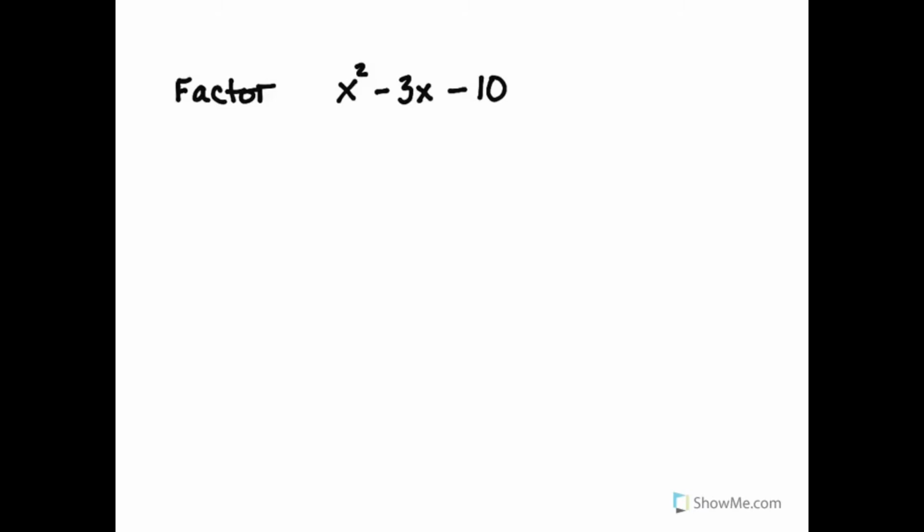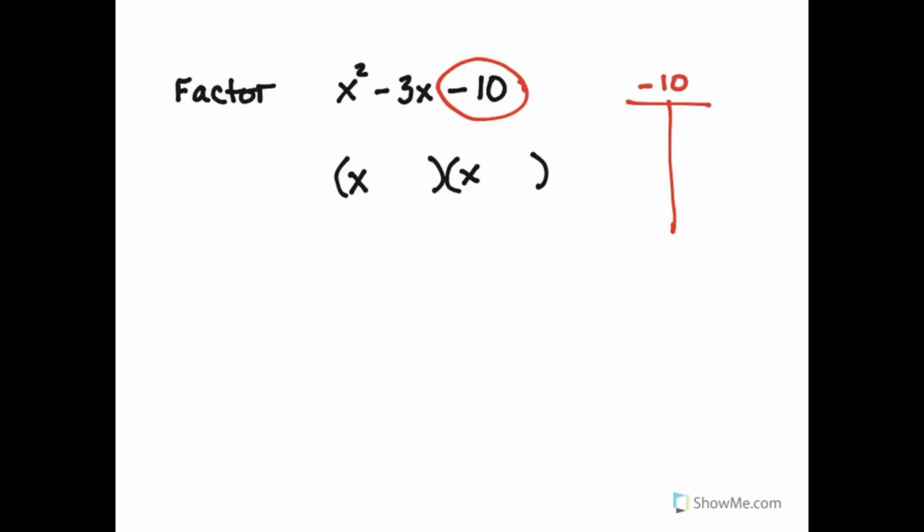Let's try factoring where the last term is negative. I know it's going to factor to a product of binomials, so I write the parentheses. The coefficient of the x squared term is 1, so it just comes from x times x. I look at the last term, negative 10, and I find the factors of negative 10. The square root of 10 is 3 point something, so I'm just going to do 1, 2, and 3. 1 times 10, 2 times 5, and 3 doesn't work.